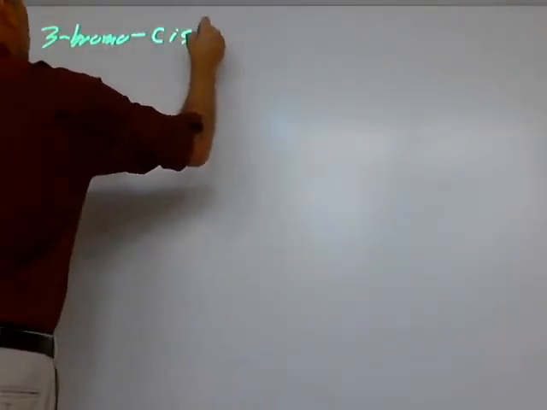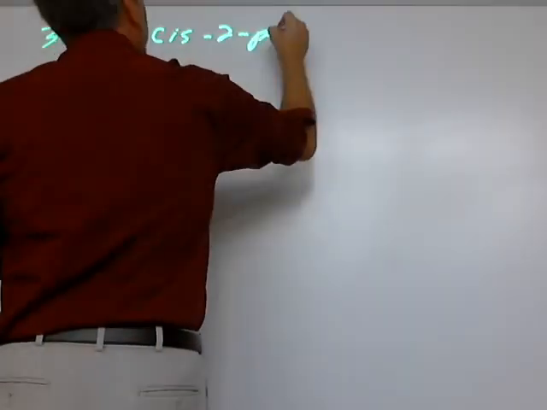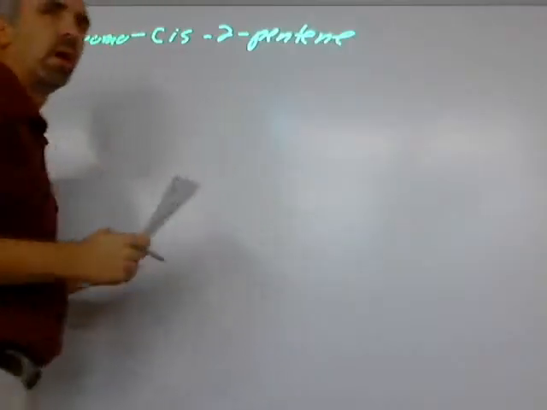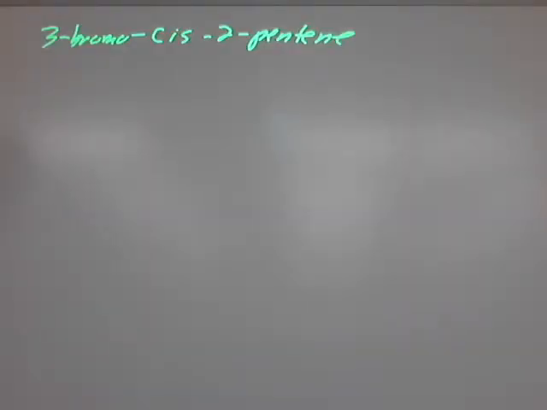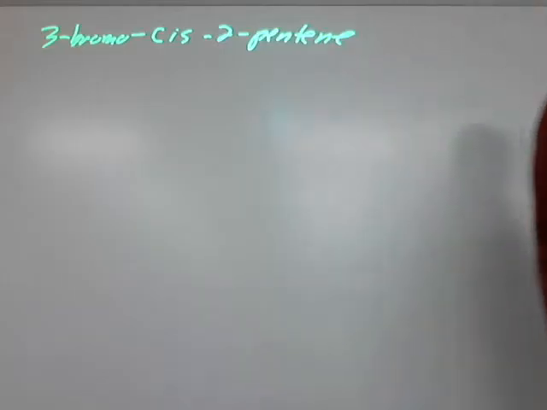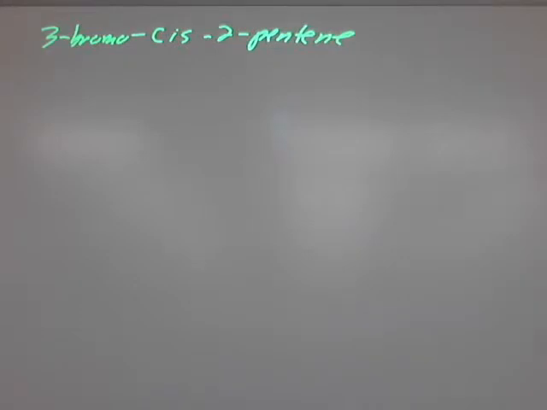So let's try drawing a couple things. Try drawing 3-bromo, cis 2 pentene. Try drawing that guy. I need you to actually draw this guy because I'm going to walk around and see how many got it right. So everybody draw it, and I want to take a look at it after you're done.